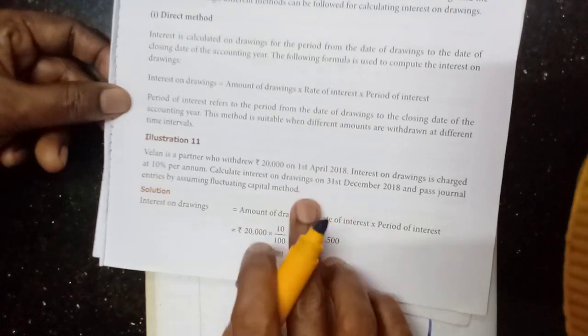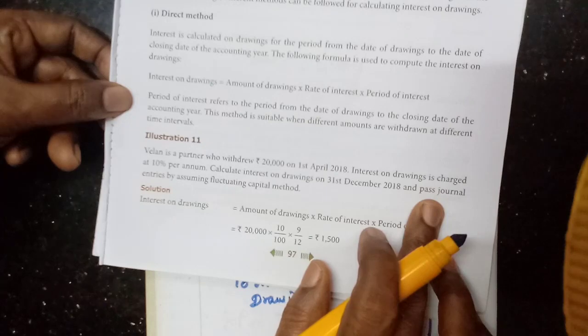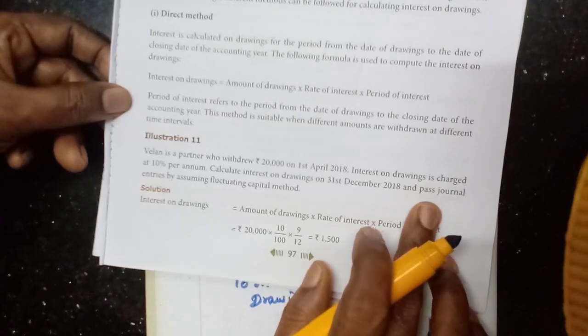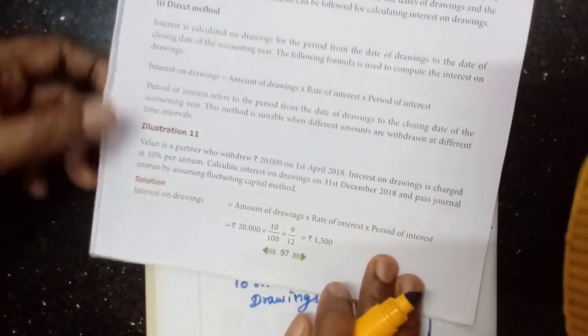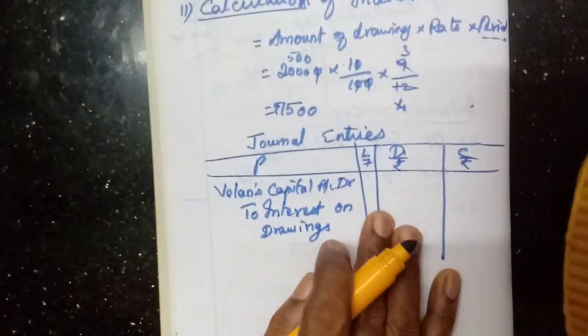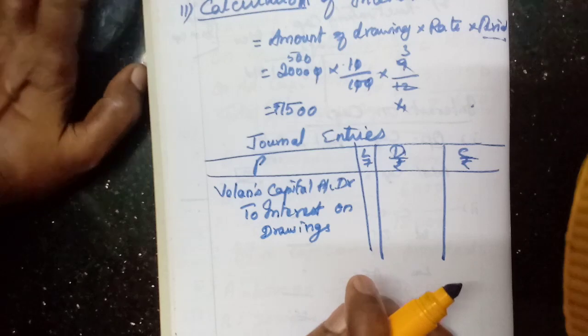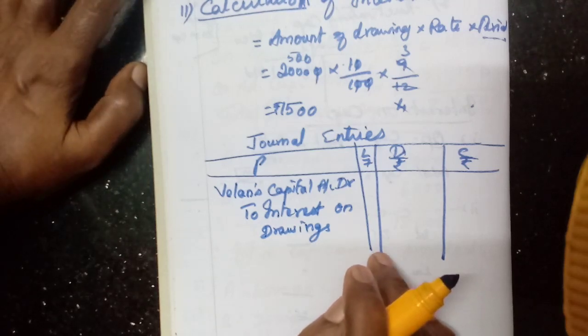Maybe 1 mark for the calculation, then 2 marks for the journal entries, in any way they may ask you. Usually they may ask for 3 marks. So if you do these problems correctly, you will get full marks within a short time. You can complete it, so in accountancy you can score more marks, because even in 2 marks they will ask for 3 or 4 problems.